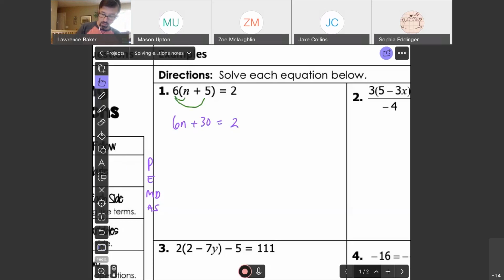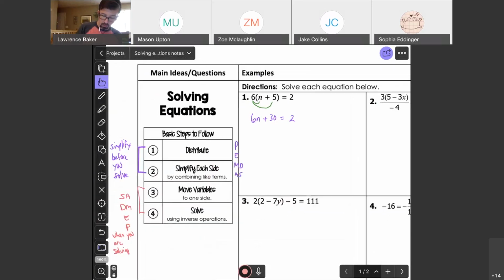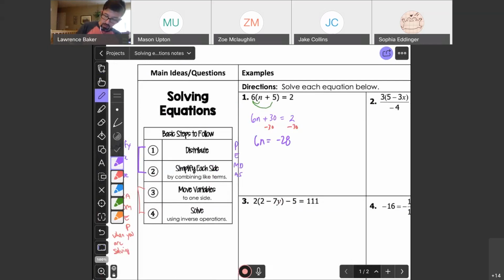And so then just getting that idea of going back to think about what do I undo first, right? So we've got an addition of 30, we've got a multiplication by 6, and we're supposed to undo subtraction and addition first. So then I'd be subtracting 30 from both sides. That would leave me with 6n equals negative 28. And then we did the subtraction and addition, now we'd be looking for multiplication or division to undo. So we've got a 6 times n, so we're going to divide by 6.